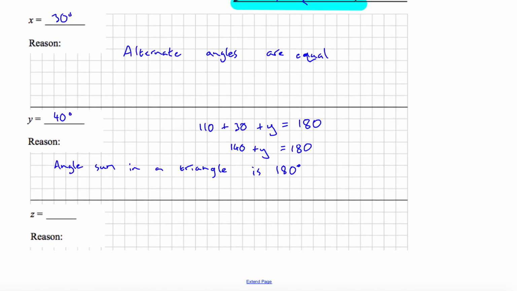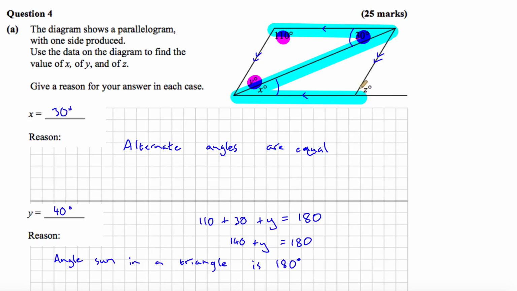Okay, and finally we're looking for the angle z with the reason. So the angle z here now. In a parallelogram, we know that opposite angles are equal to each other. So this angle here and this angle here will be equal. So if this is 110, then this angle here is also 110. And then we can say that these two angles here are on a straight line, which means that they add to 180. So this z angle here must be 180 minus the 110, which is 70. So the z is equal to 70.